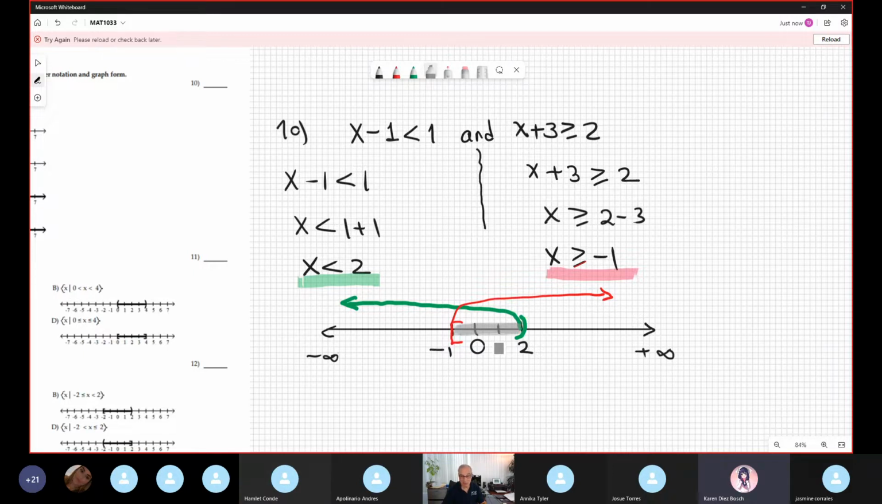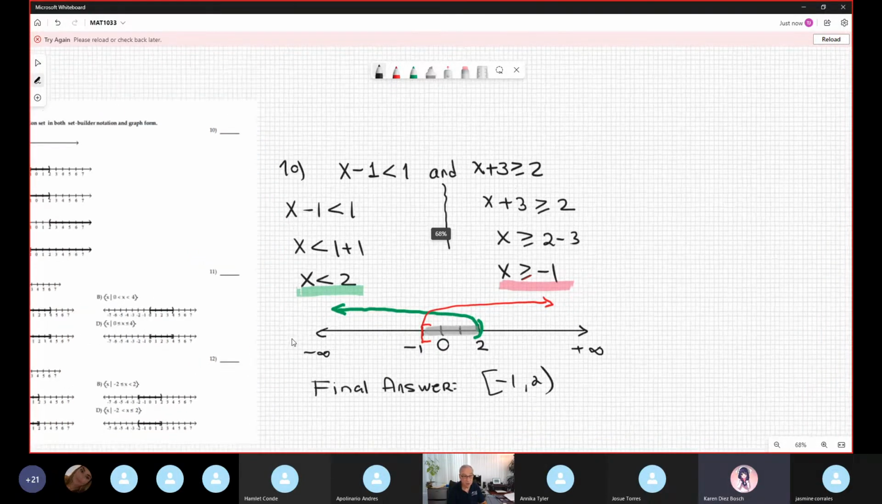Of course, what happened with the endpoints 2 and -1? Of course, include -1, bracket, and do not include 2. That's the final answer. The final answer is bracket -1, 2 parenthesis.